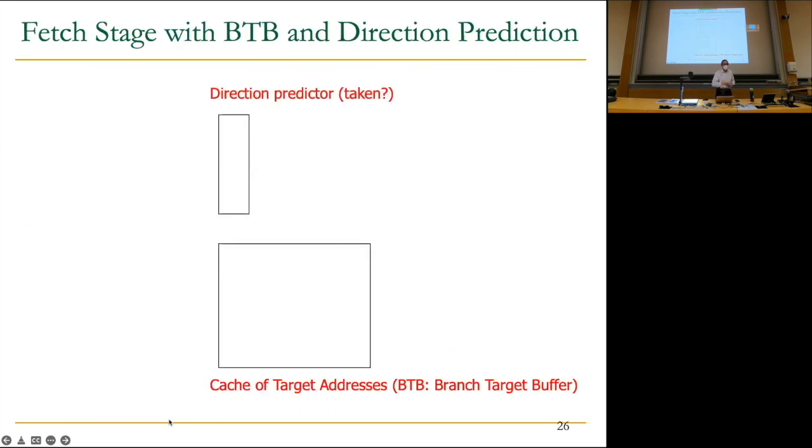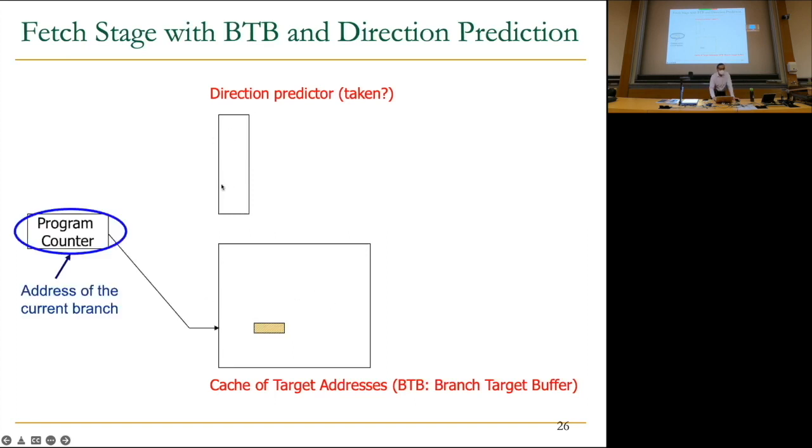So let's take a look at the fetch stage with BTB and direction prediction. Let's start with direction prediction. Let's assume that you have a direction predictor, whether the branch is taken or not taken. We have a program counter. Clearly, this is the address of the current branch or instruction. You index, and there's a cache of target addresses, the branch target buffer. You index both with the program counter.